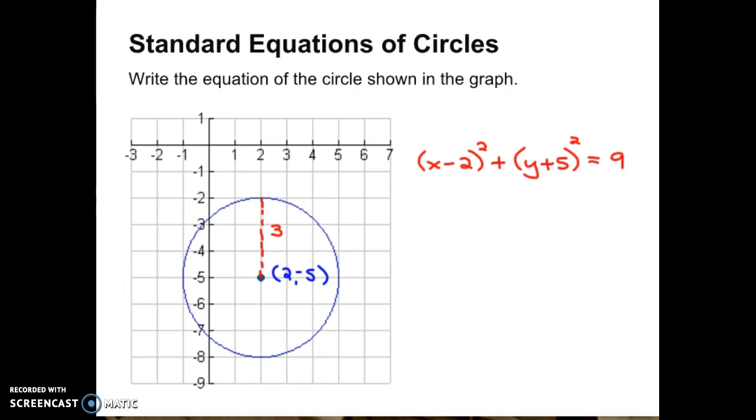When you go to graph these in Math Excel, if they ask you to graph a circle, it's real easy. You plot the center first. You put a dot on the center, and then you just move the circle as far out as the radius is and click another dot, and your circle is drawn.